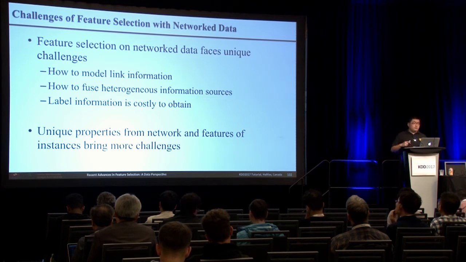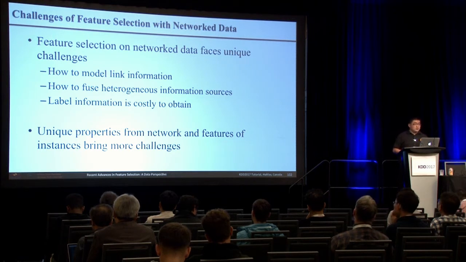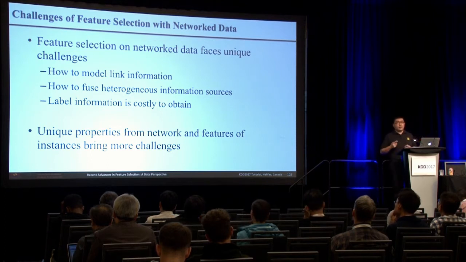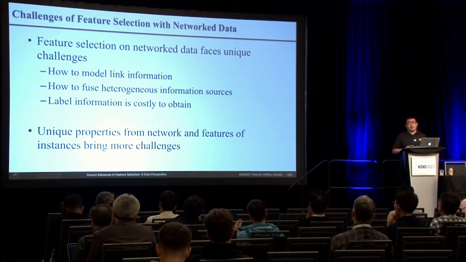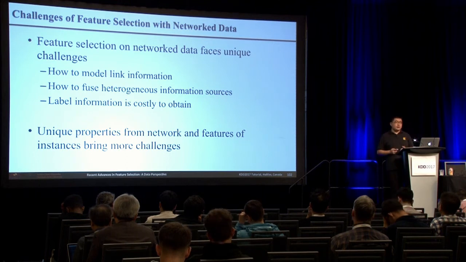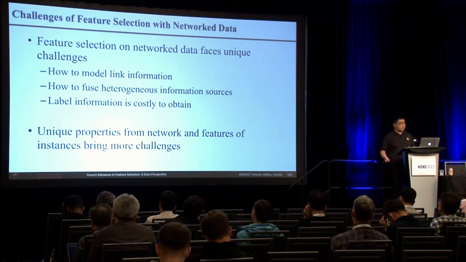However, performing feature selection with network data is a very challenging problem. First, we are not quite sure how to model the link information to tackle the non-IID property. The second challenge is that data from a particular data source may be noisy and incomplete. Therefore, we need to design an effective manner to fuse different information sources.